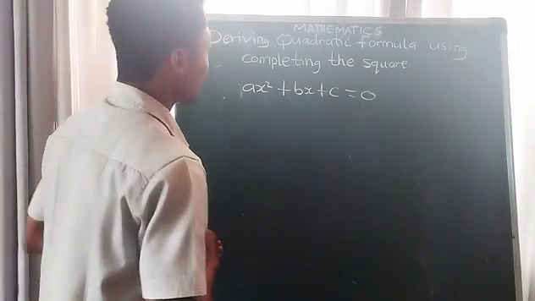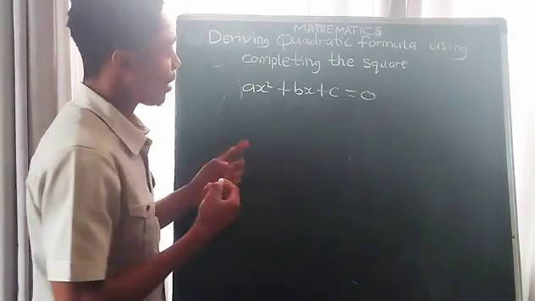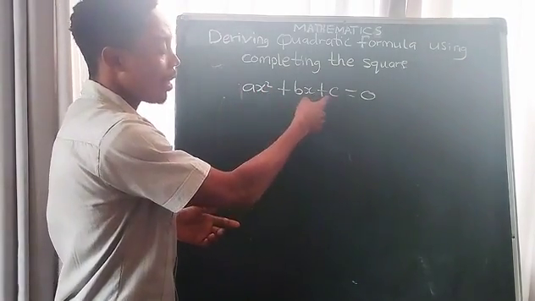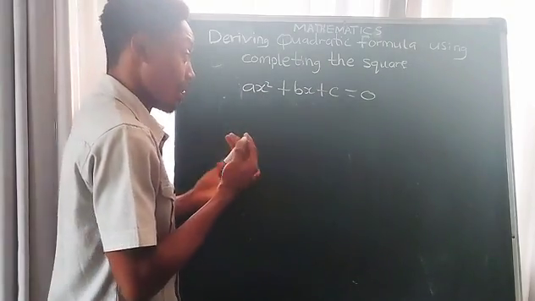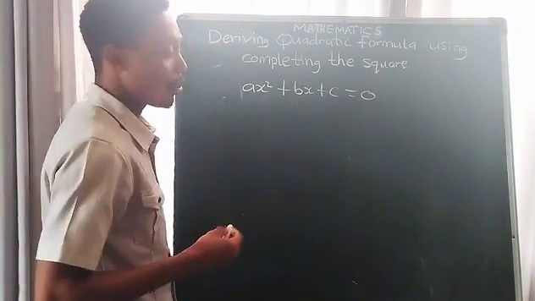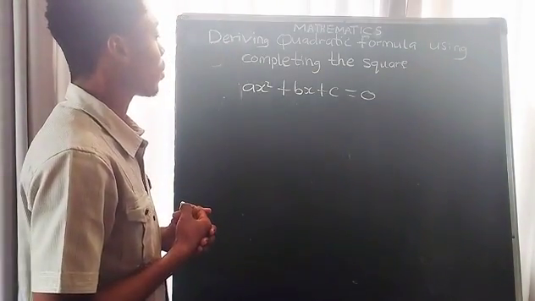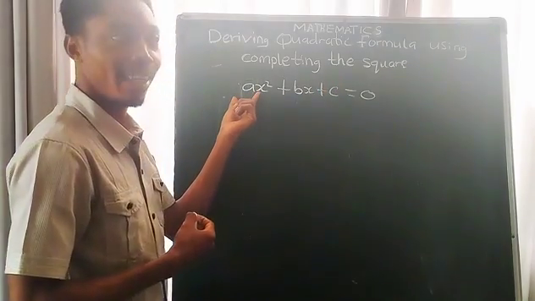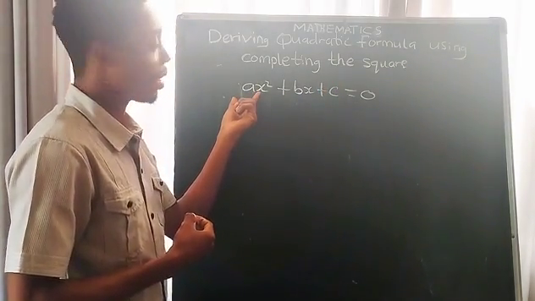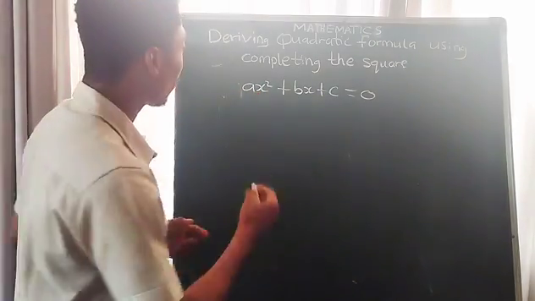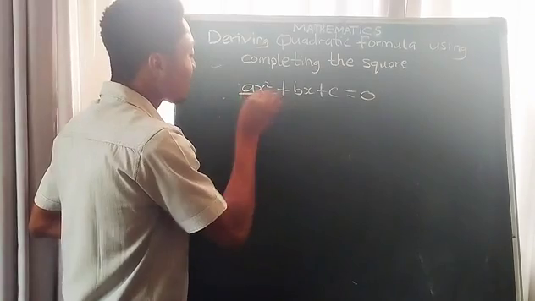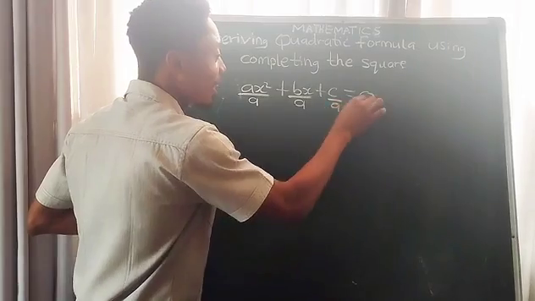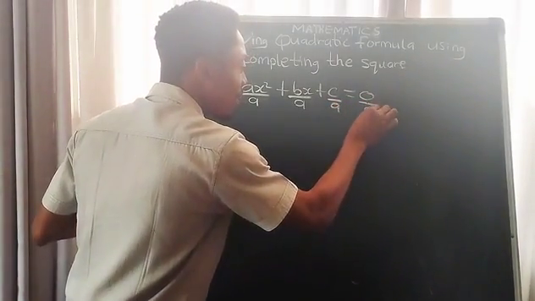If you look at this equation, a is the coefficient of x squared, b is the coefficient of x, and c is a constant, so it stands alone. The first thing we're going to do is divide each of these terms by the coefficient of x squared, which is obviously a. We divide the first term by a, the second term by a, the third term by a, and of course divide 0 by a.